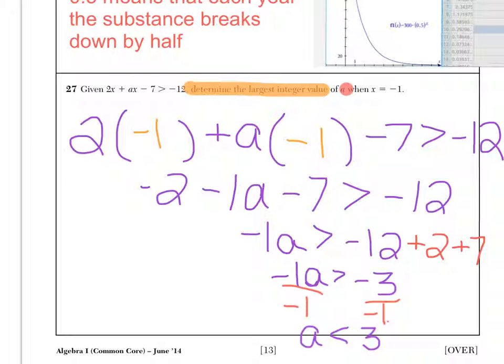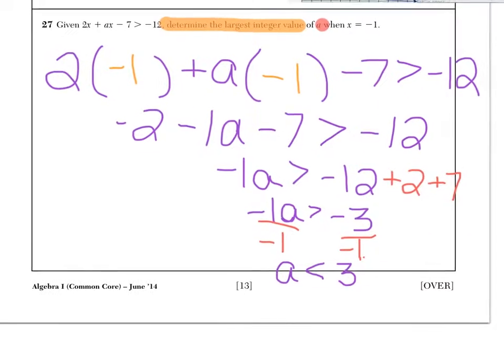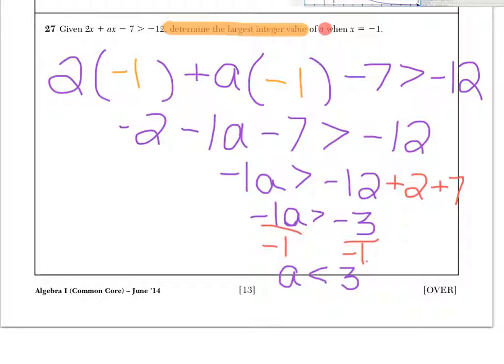And yay, we're done! But no, we're not. This is where a lot of people stopped because they didn't go back and read the problem. It says determine the largest integer value of A. Whenever we're dealing with an inequality, we don't typically just have one answer. We have multiple answers. So if A is less than 3, let's list off all of the numbers that A could be. The integers, positive and negative whole numbers, no fractions or decimals allowed.